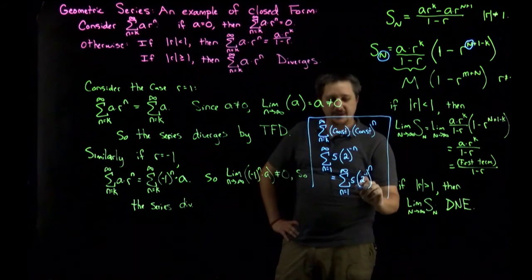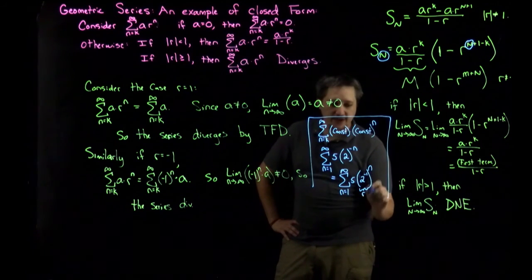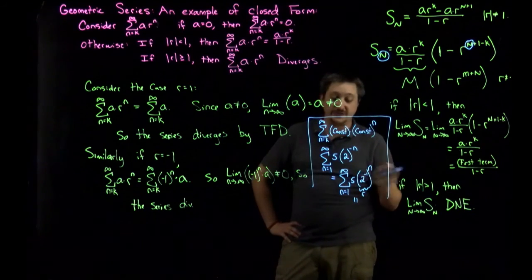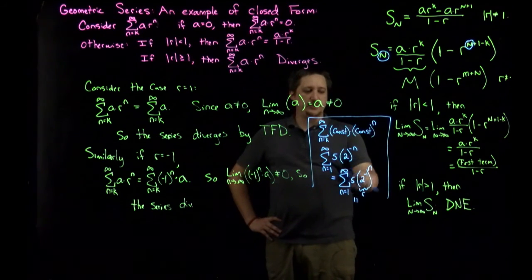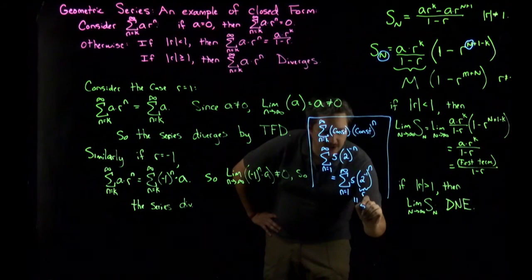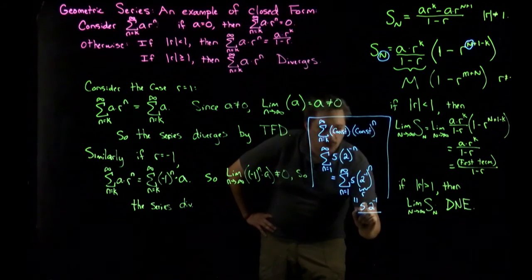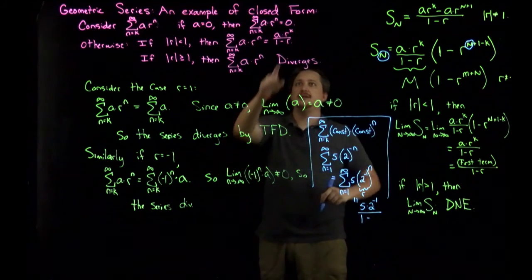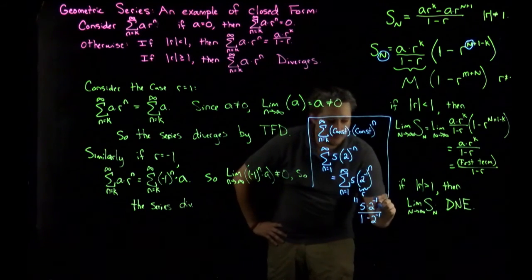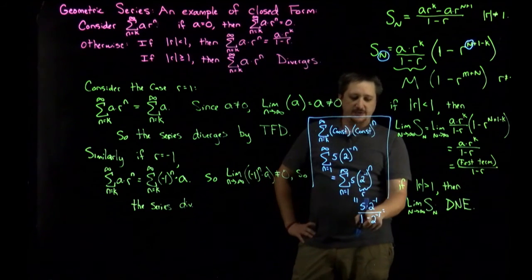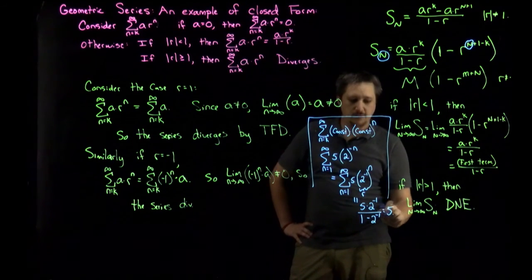And that tells me that this thing is r, right? So in particular, this would equal the first term, which is 5 times 2 to the minus 1, over 1 minus r. r is 2 to the minus 1. So this is 5 halves over 1 minus a half, so 1 half. So this would be just 5.